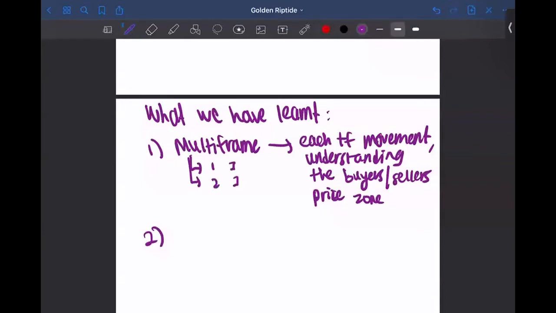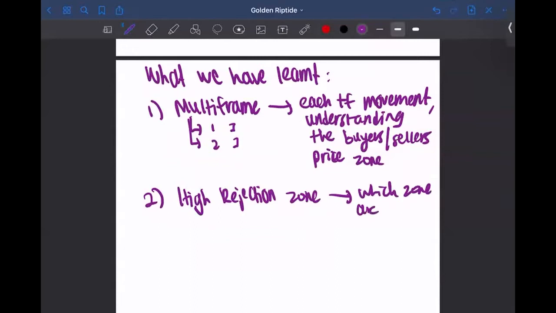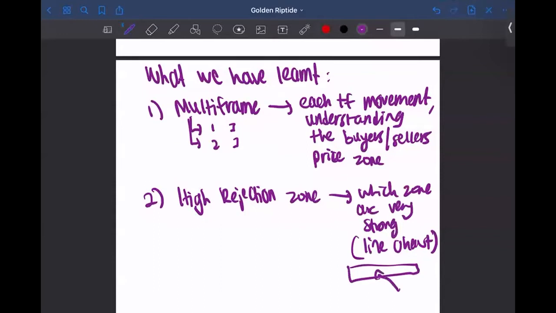And then the second week, we had two classes on this one, class 1 and class 2. Both videos are available. You just have to ask Jack. And then on the second week, we learned high rejection zone. This one is to know which zones are very strong. We did this by switching to line chart, remember? And then once we already labeled the zone, we use multi-time frame understanding to help us understand each time frame movement and the price zone for buyers and sellers in the smaller time frame.